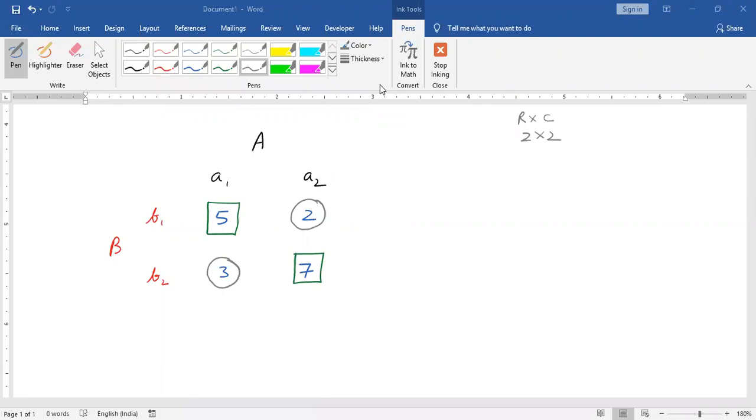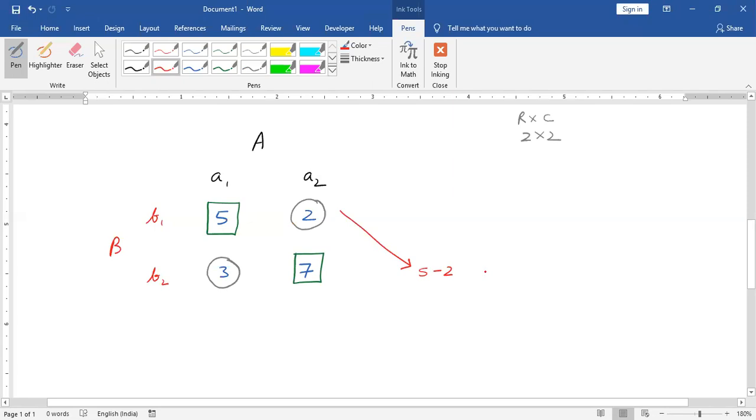We know that our game payoff matrix is a 2 by 2 matrix, that means 2 rows and 2 columns. So what we will do is find the difference of the first row. How will you find the difference of the first row? The maximum value is 5, so 5 minus 2 is equal to 3. So this is the difference of the first row.